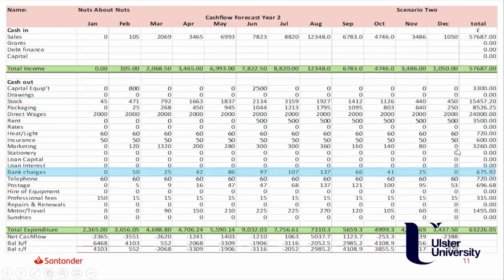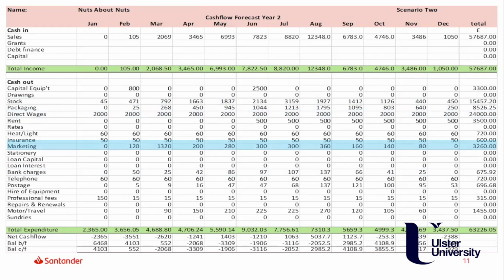She's included bank charges. So one of those variable costs, because she's taking card payments, she knows that she needs to pay a fee to the merchant services provider for taking those payments. But actually by being able to take card payments, she's probably going to encourage more people to buy from her.